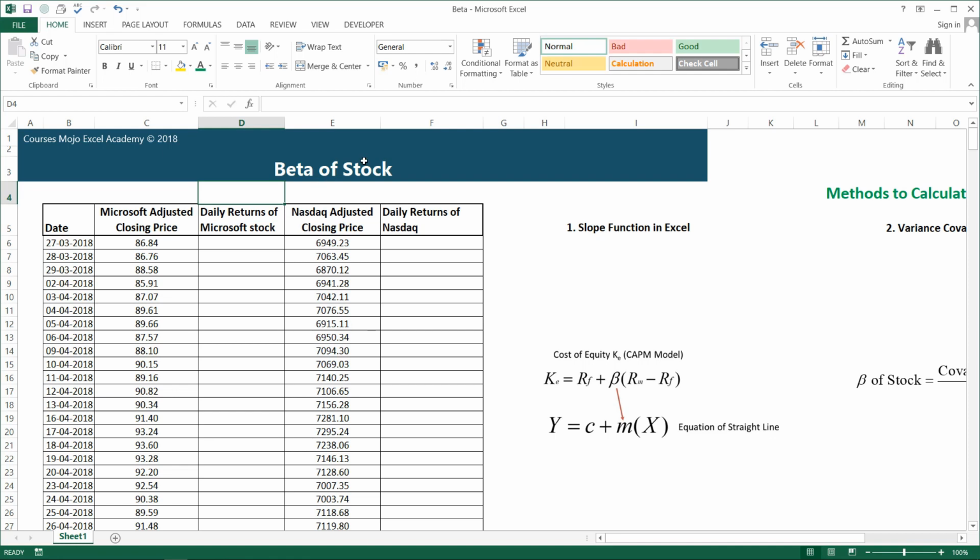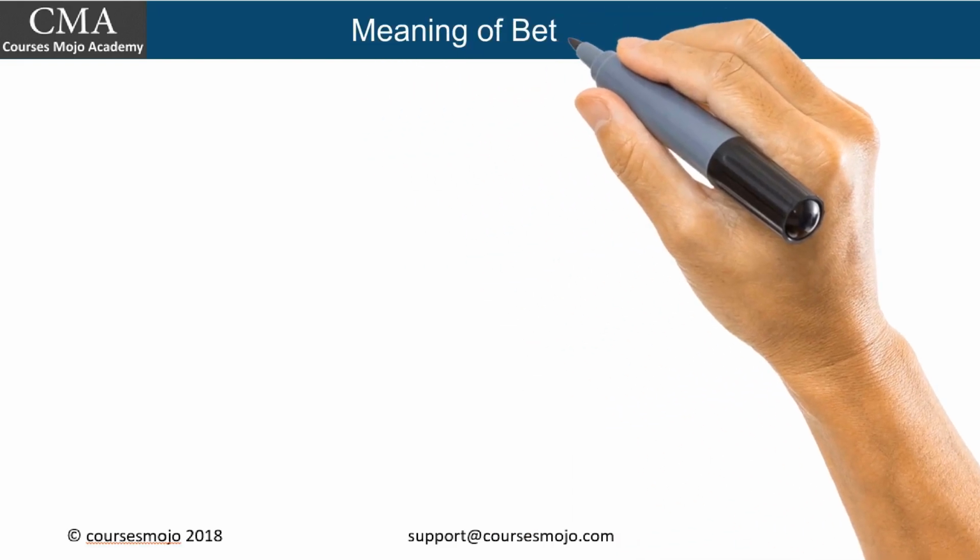In this session, we will learn how to calculate beta of stock in Excel. Let's first understand what is beta?